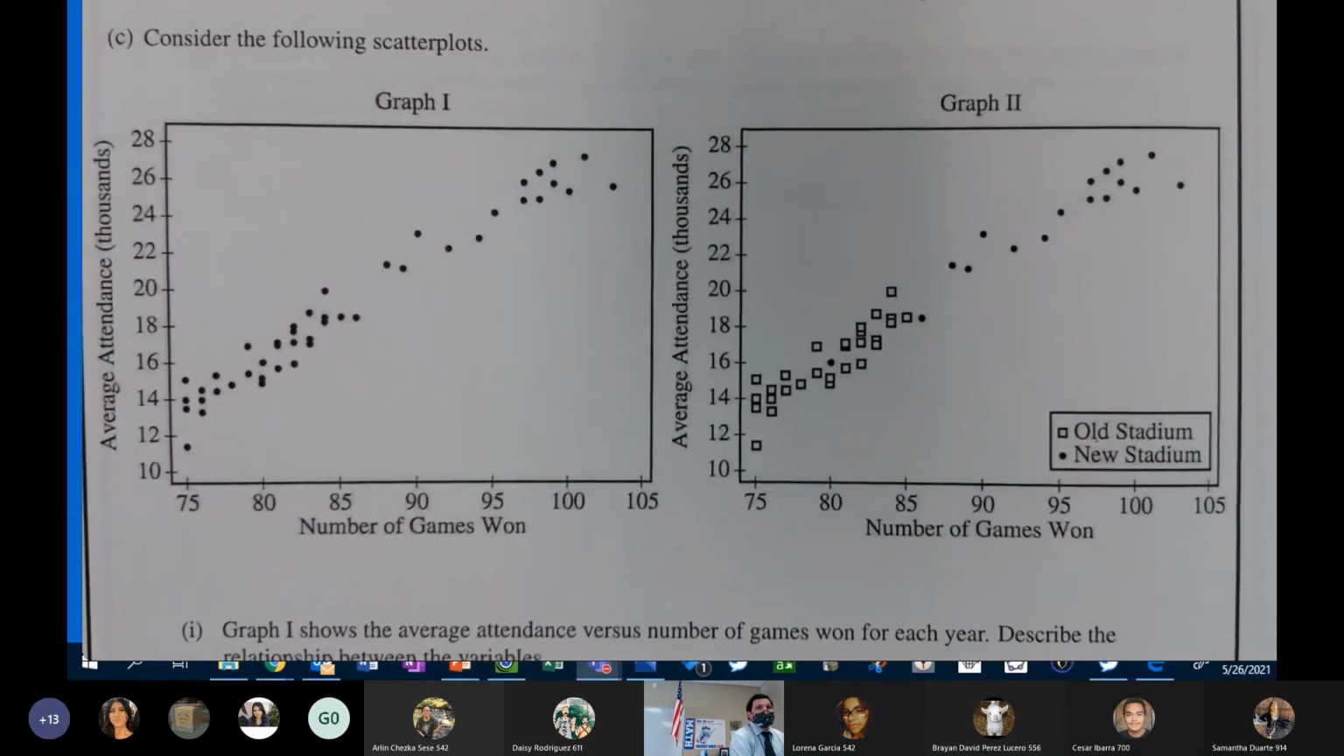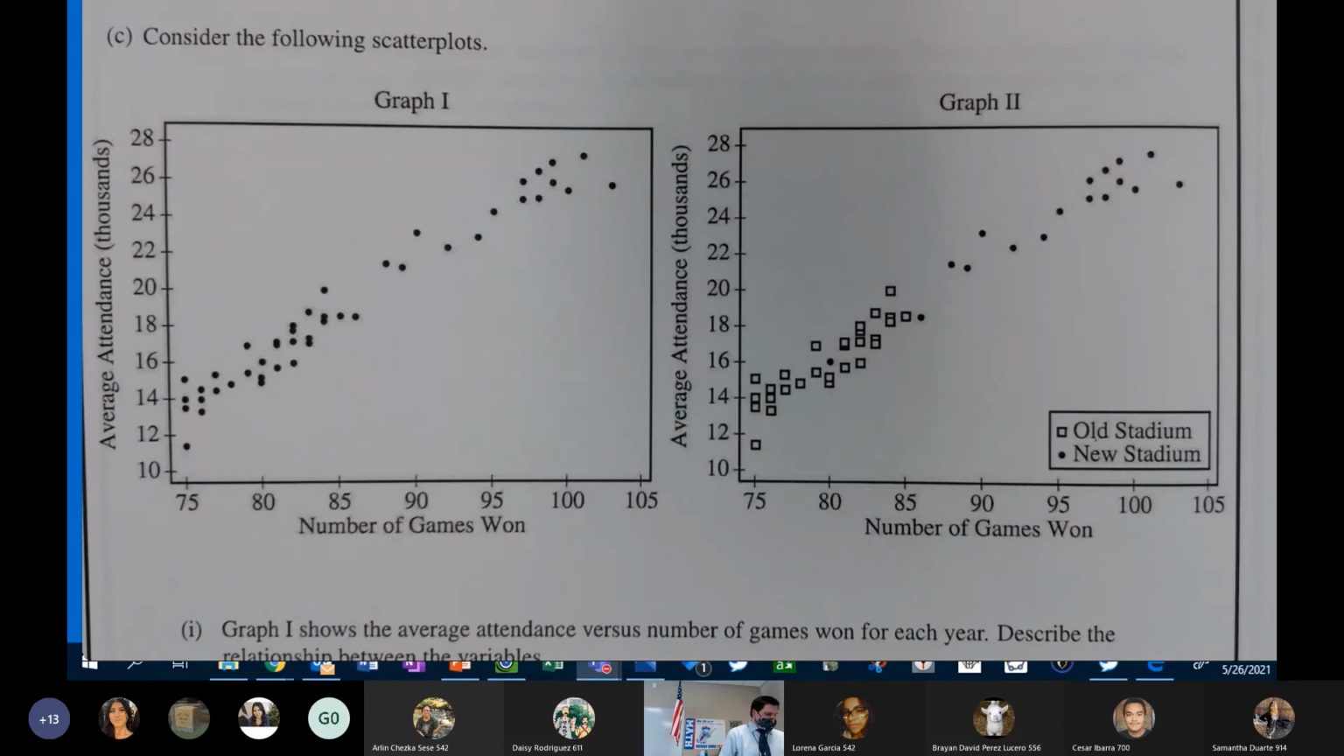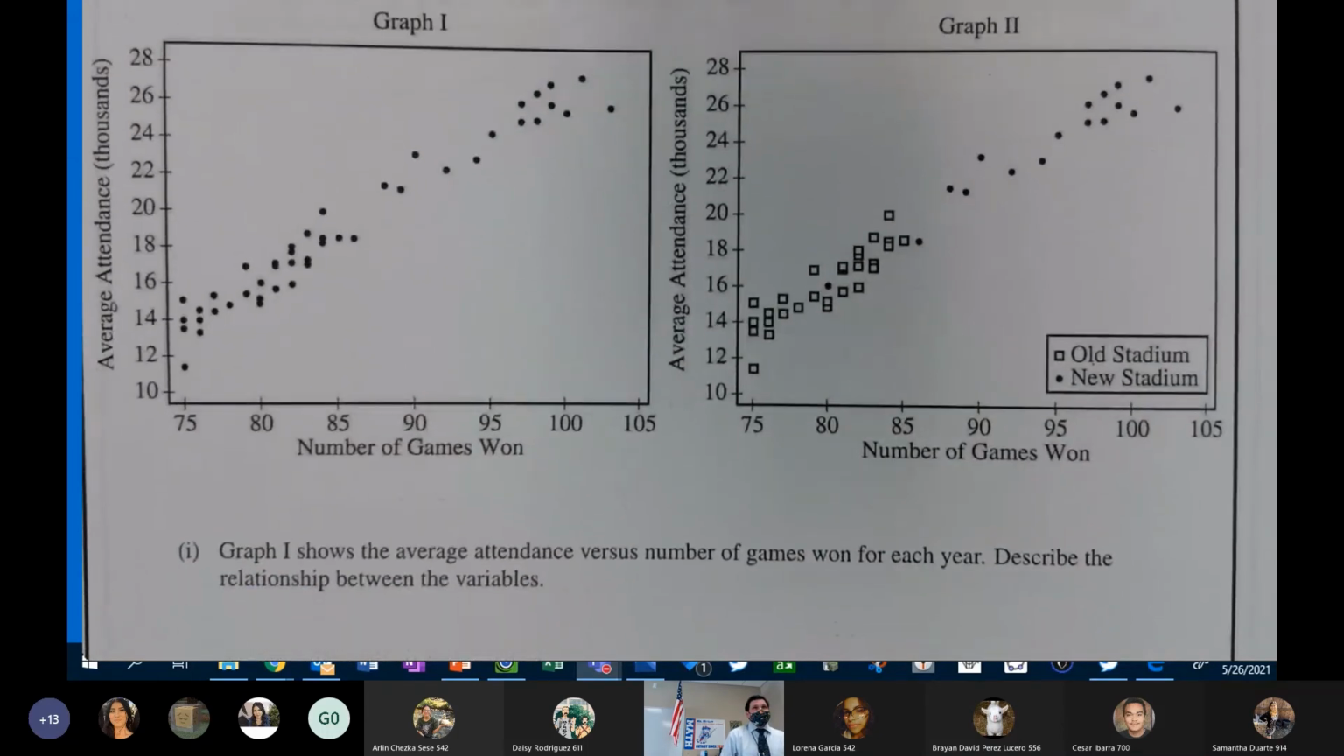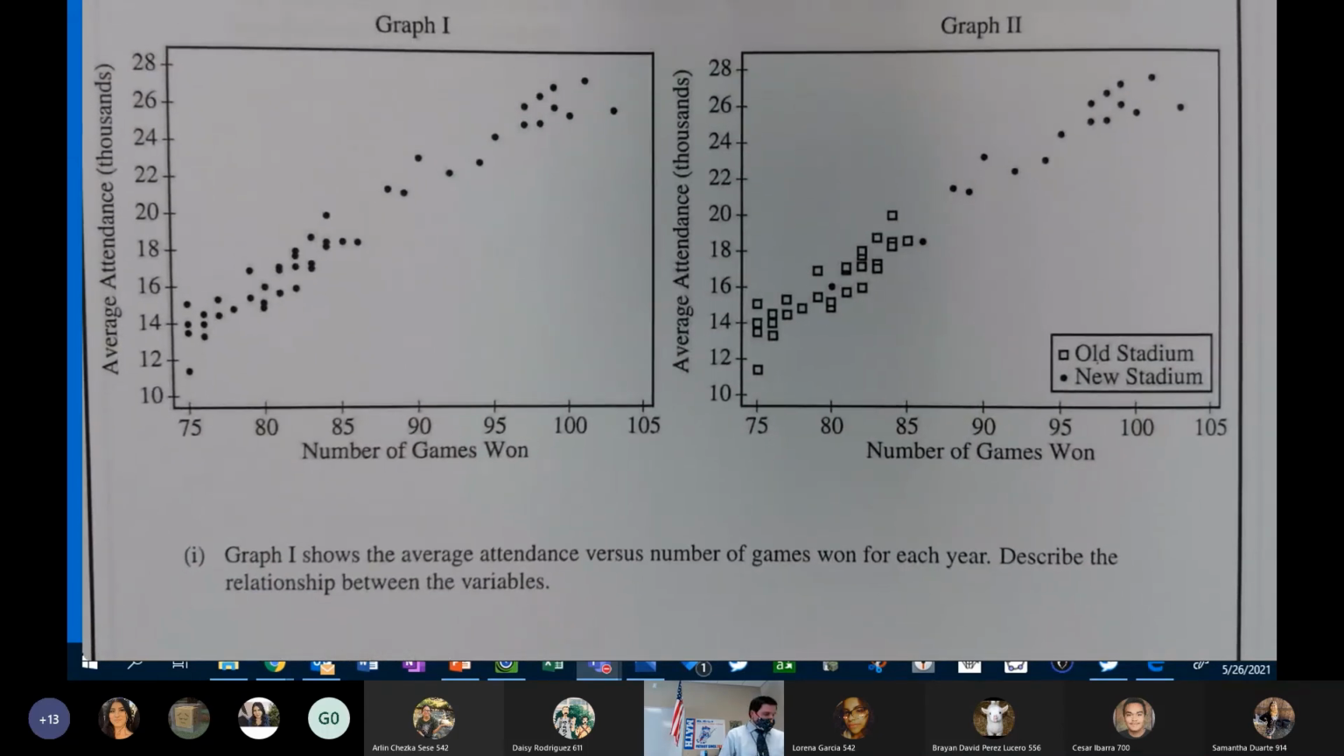All right, so now we have two more scatter plots, graph 1 and graph 2. Graph 1 shows the average attendance versus the number of games won for each year. Right? There is no differentiation between old and new stadium. Describe the relationship between the variables.